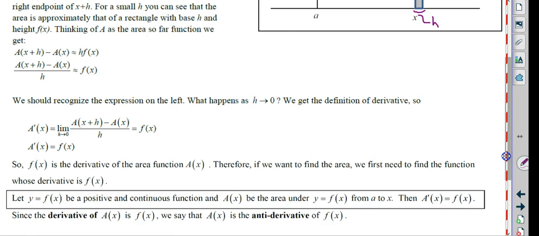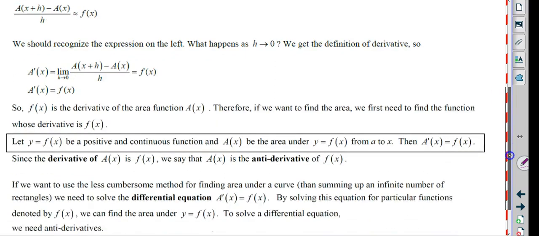Therefore, if we want to find the area, we first need to find the function whose derivative is f of x. And we need a fancy name for that. So let y equals f of x be a positive and continuous function, and A of x be the area under y equals f of x, from little a to x. Then A prime of x is equal to f of x. Since the derivative of A of x is f of x, we say that A of x is the antiderivative of f of x. Okay, so the antiderivative.